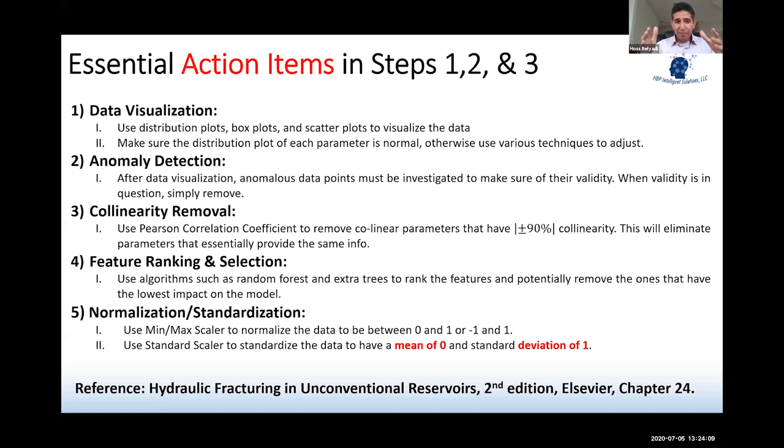Step number four, once you have detected your anomalous points, once you visualize your data, once you have removed the collinear parameters, the next step is to do your feature ranking and selection. And I'll show you, you can use some of these algorithms like random forest or extra trees to rank your features to see which features fall at the top and which features fall at the bottom of your tornado chart, okay? The features that fall at the bottom just mean that those features have the minimum amount of impact on your output, okay? So you could possibly and potentially remove some of those features from your model so you can make your model simpler as opposed to more complicated, okay?